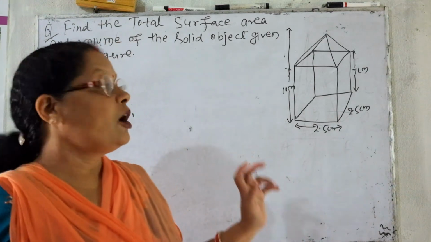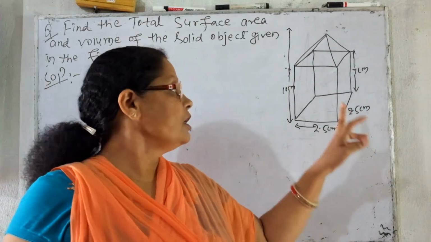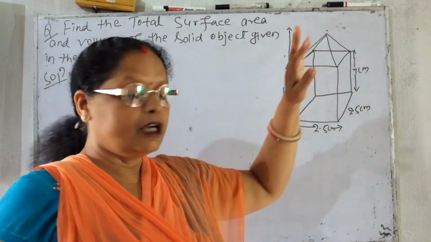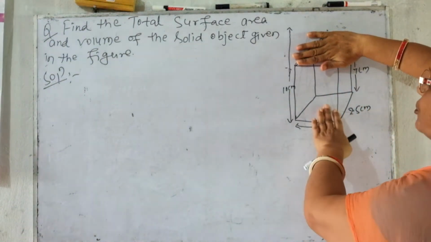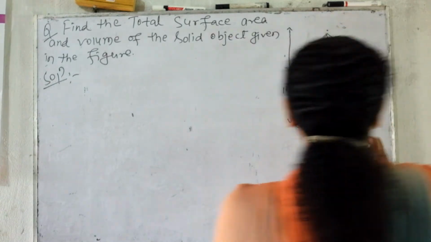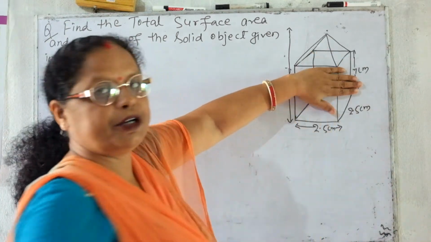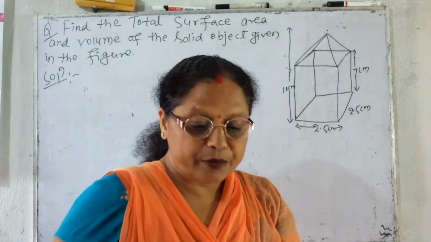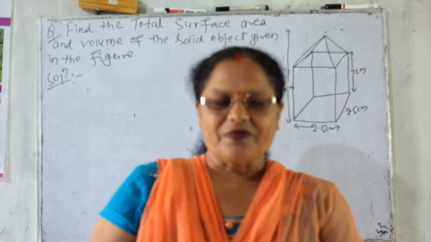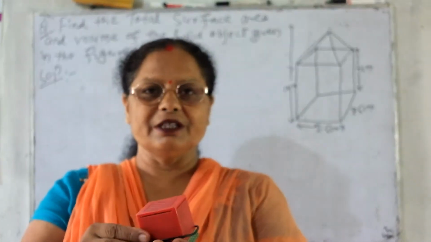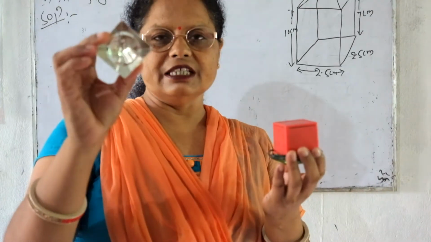Today I have taken a problem from solid objects, and this solid is made with a cuboid and a pyramid. If I cover this part, then only the cuboid part is seen, and if I cover the cuboid part, then only the pyramid will be seen. To make you understand, I have taken these two objects. This is a cuboid, and this is a pyramid.